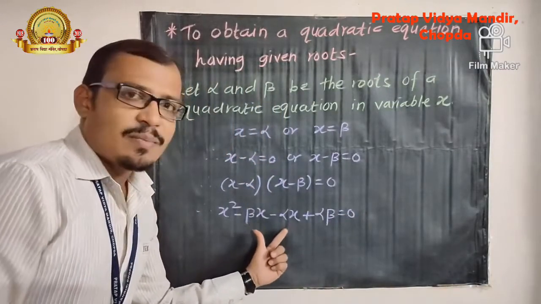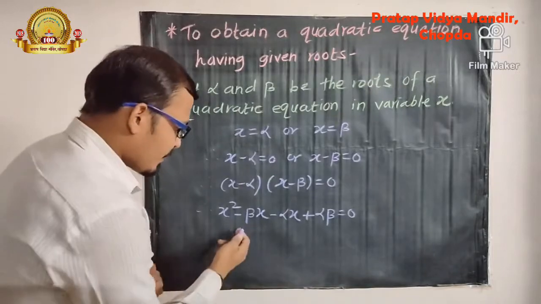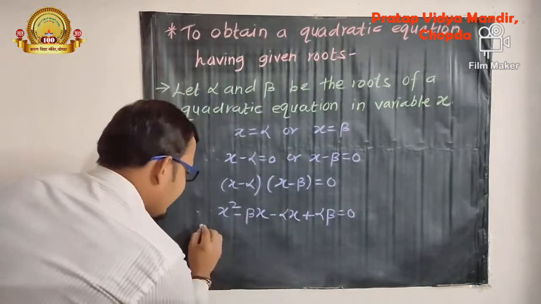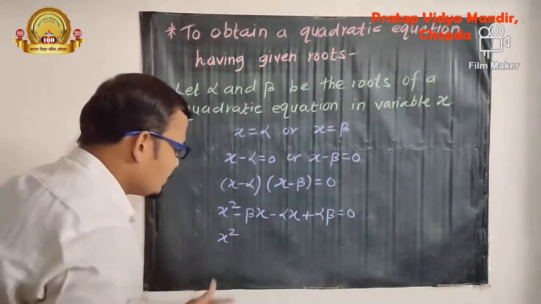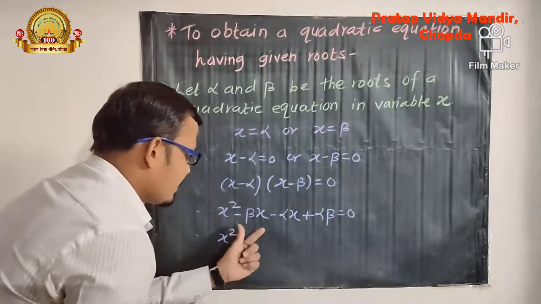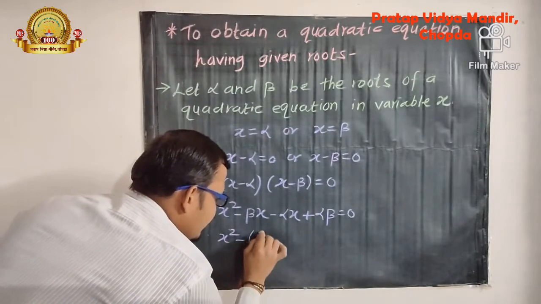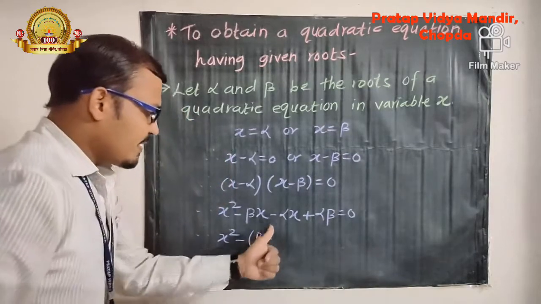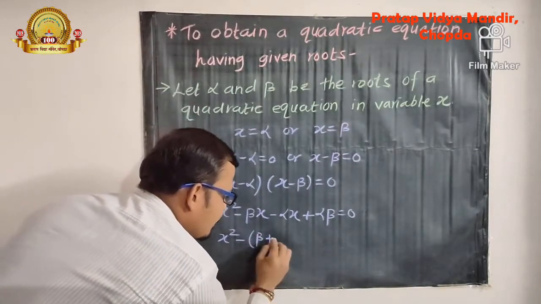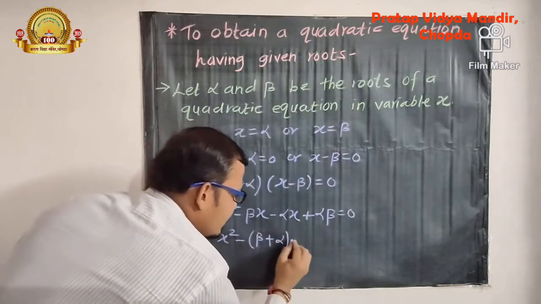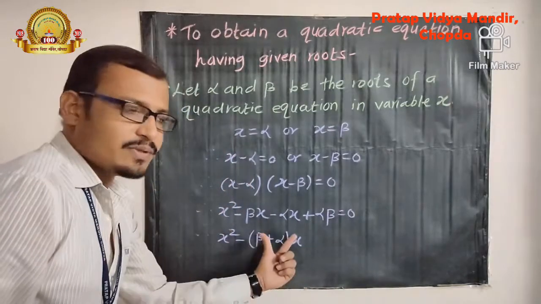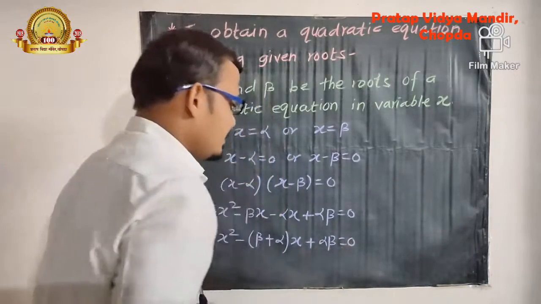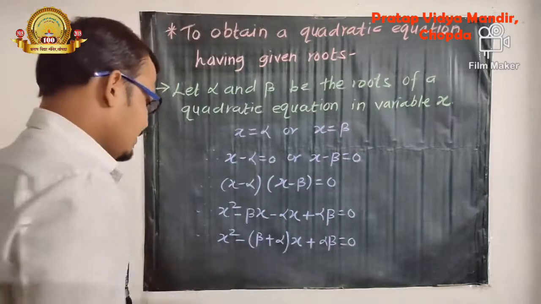Now something is common in these two terms. What is common? Minus sign is common and x is also common. So let us separate the minus sign and x from these middle two terms. Minus sign is common, so what is remain here? Beta, minus is also common, so here plus alpha, and we take x common from these two terms, and the last term is alpha plus beta as it is equal to 0.